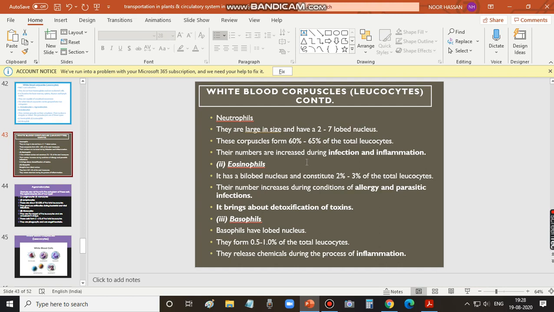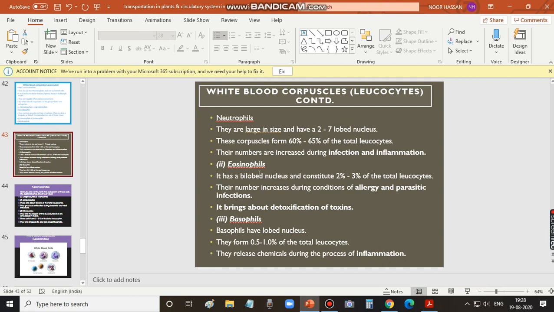Their numbers increase during infection and inflammation. Inflammation refers to the condition where, due to infection, the affected part may have swelling, pain, or redness. That is referred to as inflammation.